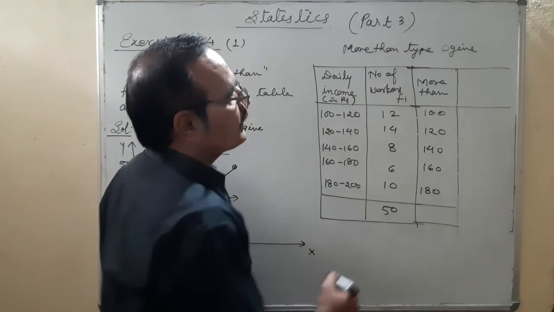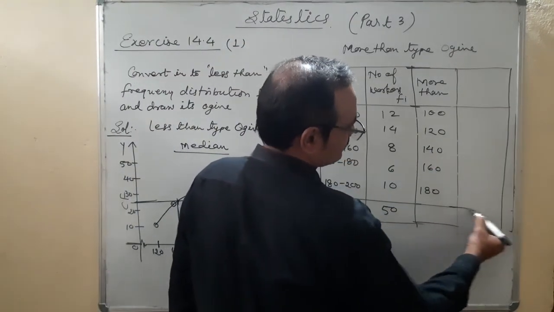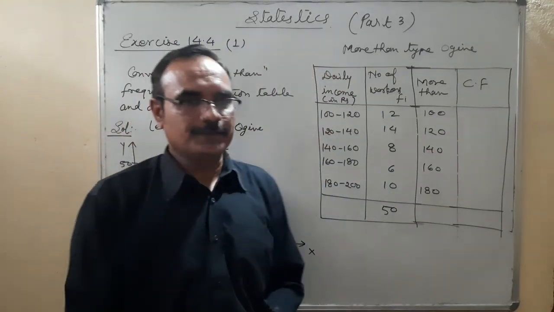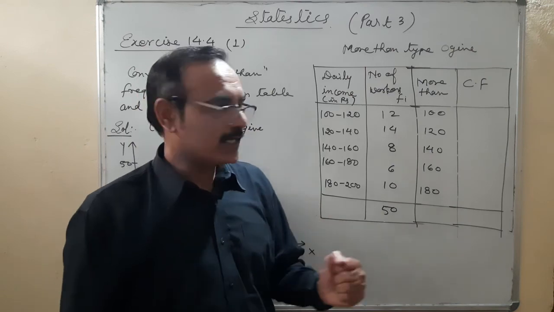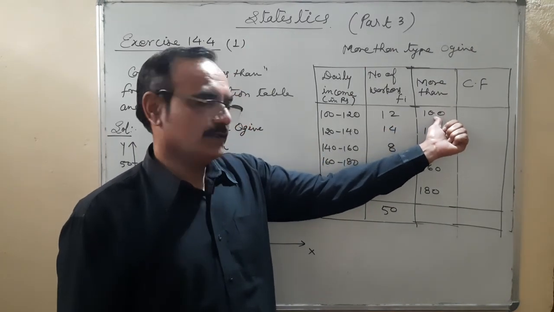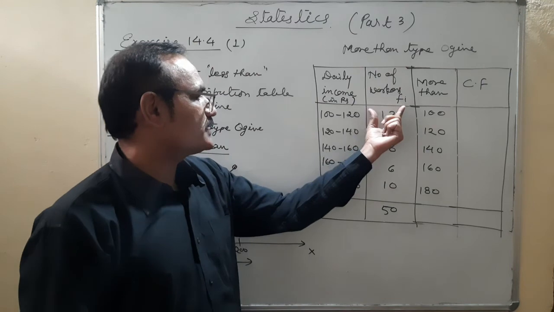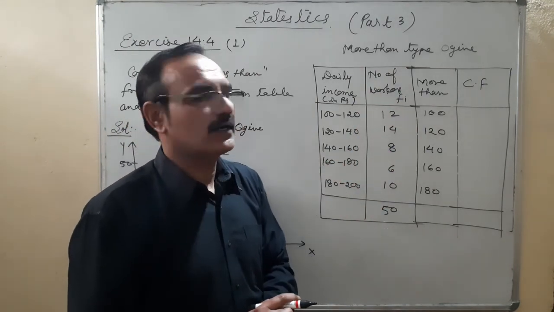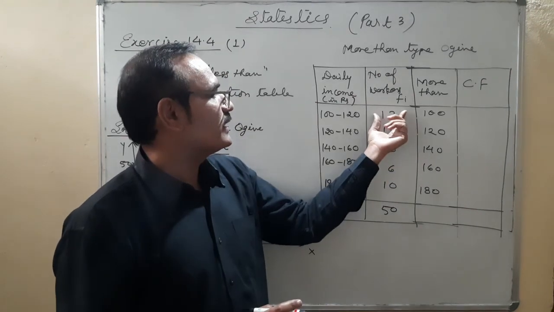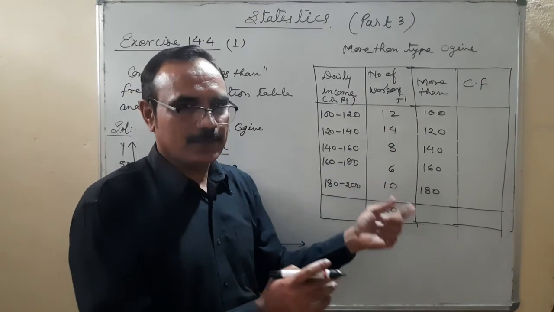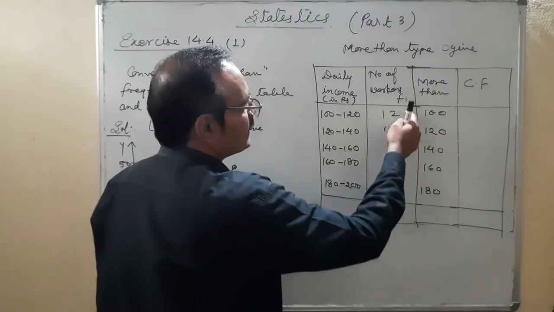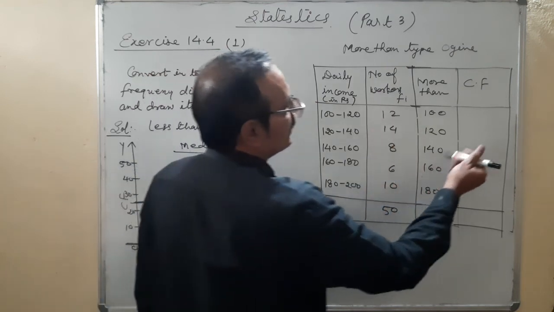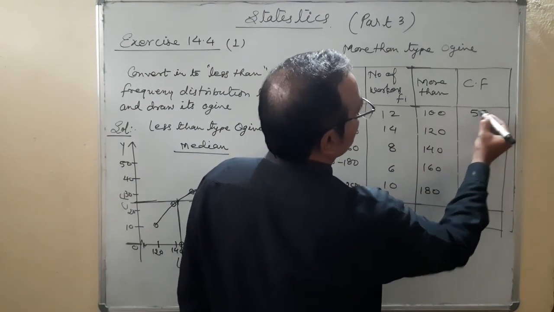Is it okay? Cumulative frequency, CF. What is the cumulative frequency here in this more than type? Now you understand one thing. More than 100, you can see that every number in the frequency is coming in more than 100. See, 12, 14, 8, 6, 10, everything. So more than 100, what should I write here? Everything from here to here, so we are going to add them. The total sum is 50. So more than 100, write 50. Got it?